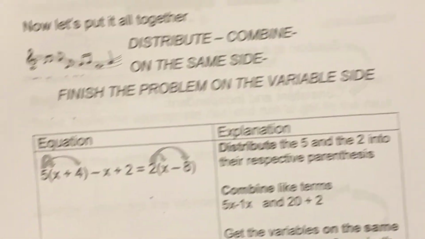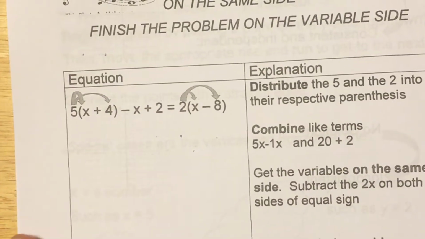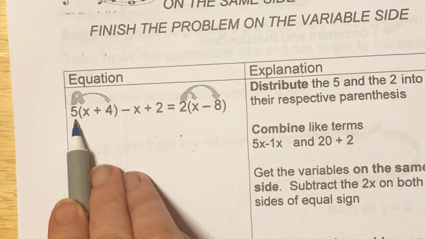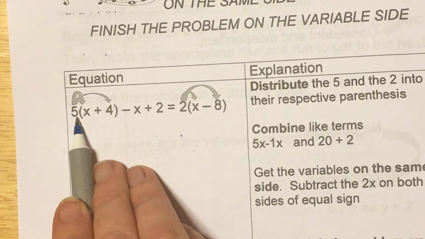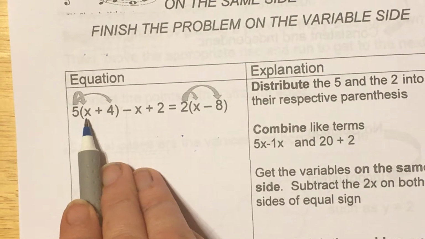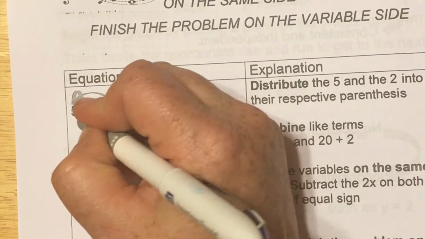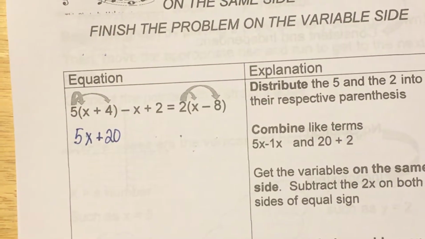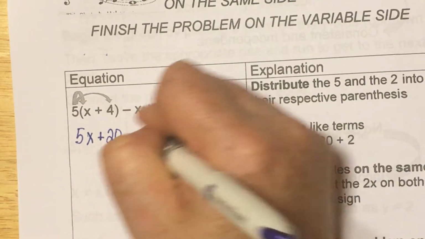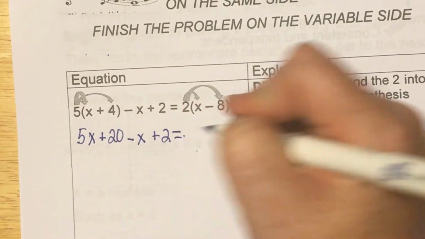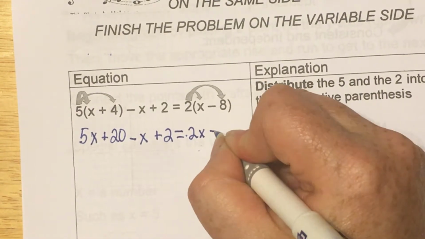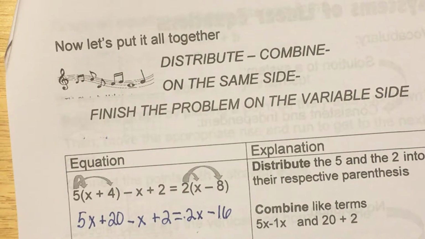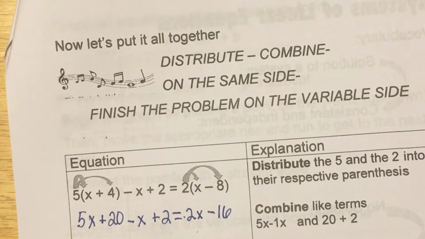Okay, now how's that going to help you? Well, when I go to this problem, I think distribute, combine. So that means my first thing I'm going to do is distribute. So I see, is there anything to distribute? And I see, yes, I have a number next to a parenthesis here and here. So I get to do it twice. So first I'm going to say 5x plus 20. That's my distribute. And then I'm just going to bring everything else down. I'm not going to change anything. Equals 2x minus 16.